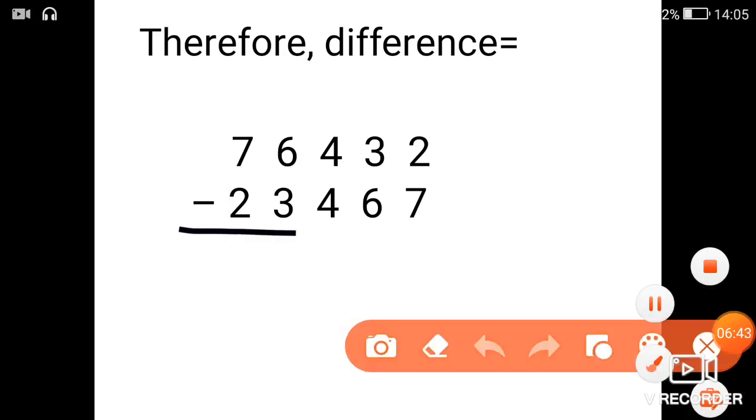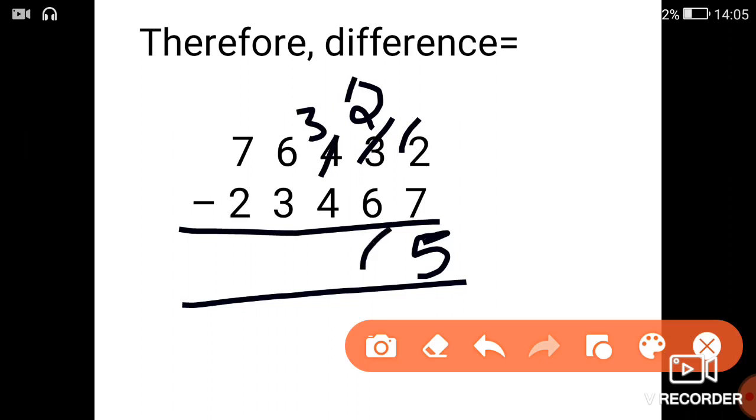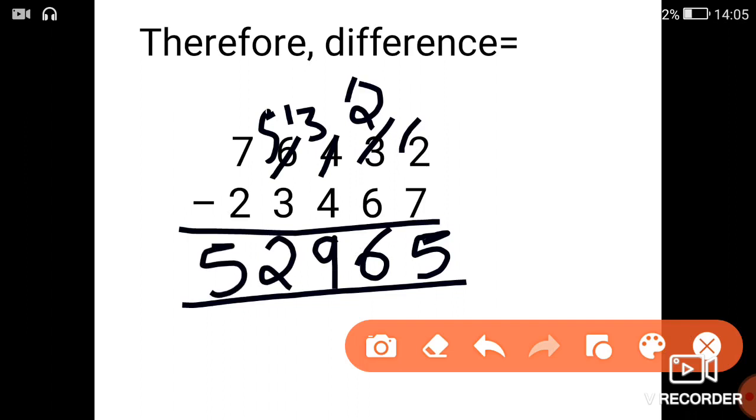So we'll subtract. So 2 minus 7, we can't perform that. We'll borrow it. So it will be 12. So 12 minus 7 is 5. And 2 minus 6, we can't perform that. We need to take the borrow. So 12 minus 6 is 6. Next 3 minus 4, we'll first borrow it. So 13 minus 4 is 9. Next 5 minus 3, 2. And 7 minus 2 is 5. So it is 52,965 is the difference.